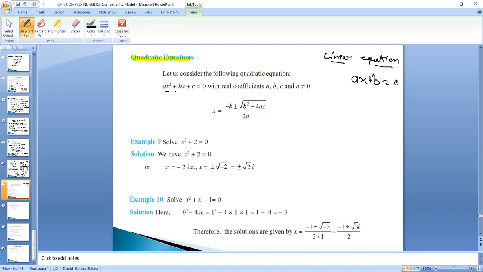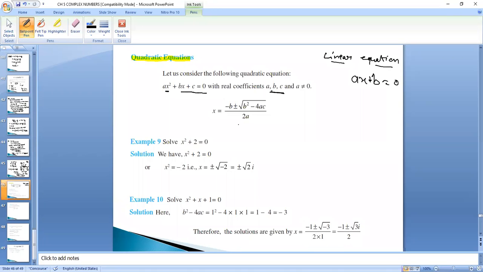The standard quadratic equation is ax square plus bx plus c equals 0, where a, b, c are real coefficients, meaning three real numbers. Have you learned the formula for finding the roots of x in 10th class or the previous class? x is equal to minus b plus minus root b square minus 4ac upon 2a. This is the formula to find the roots of x. Roots of x means the solution values of this equation. Have you done this formula before? Yes, ma'am.